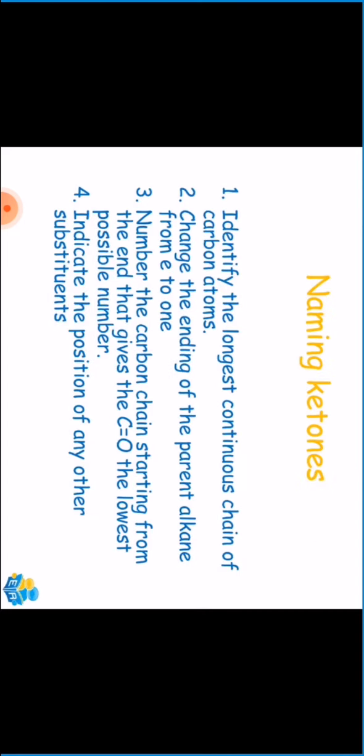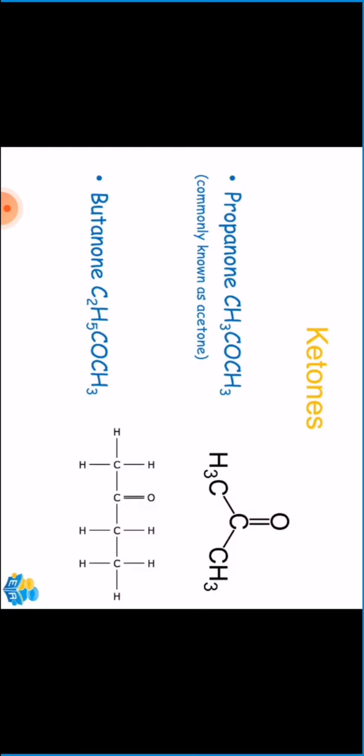of the carbon chain. When it comes to naming ketones, very similar approach to the aldehydes. Identify the longest continuous chain of carbon atoms. Change the ending of the parent alkane, so you remove the E and you add -one for ketone. Number the carbon chain starting from the end that gives the C=O the lowest possible number, and then indicate the position of any of your substituents. So here's two very common ketones. We've got propanone here, which is commonly called acetone, and then we have butanone.